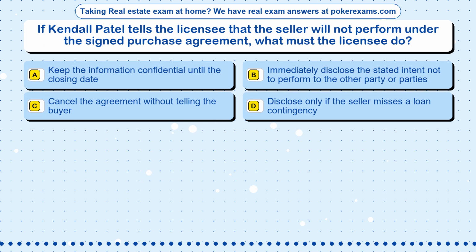Question 66. If Kendall Patel tells the licensee that the seller will not perform under the signed purchase agreement, what must the licensee do? Option A. Keep the information confidential until the closing date. Option B. Immediately disclose the stated intent not to perform to the other party or parties. Option C. Cancel the agreement without telling the buyer. Option D. Disclose only if the seller misses a loan contingency.